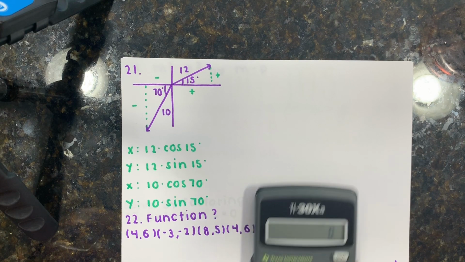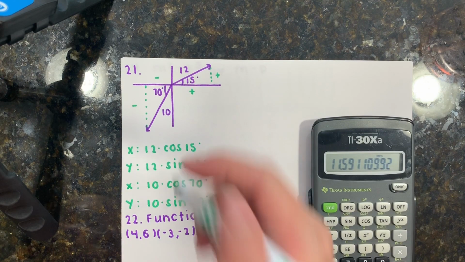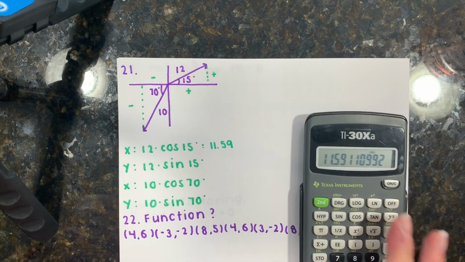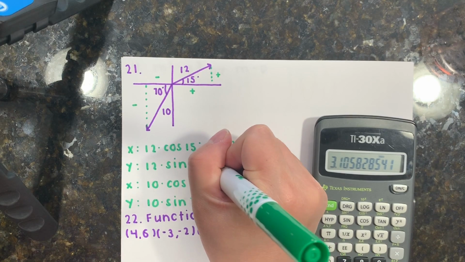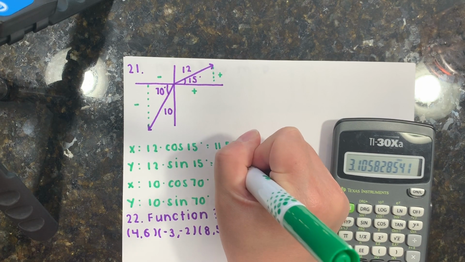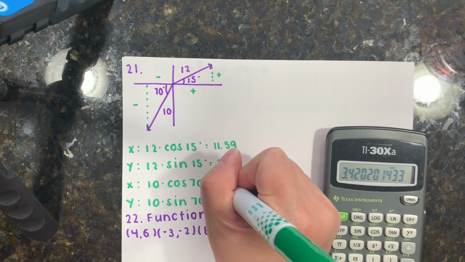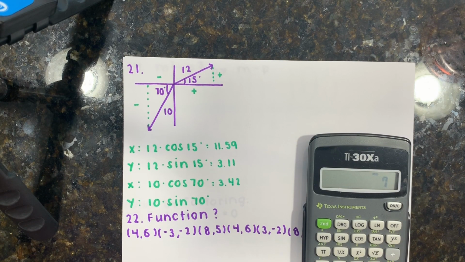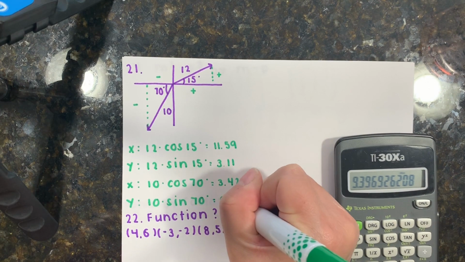So I'm just going to evaluate using my calculator. 12 times cosine of 15 equals 11.59. Then 12 times sine of 15 equals 3.11. Then 10 times cosine of 70 equals 3.42. And then 10 times sine of 70 equals 9.40.